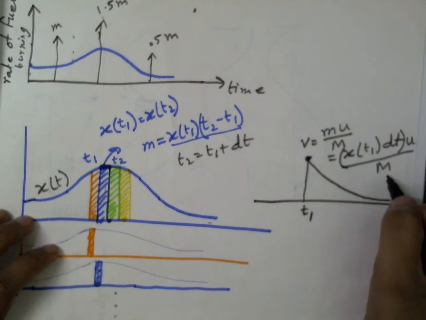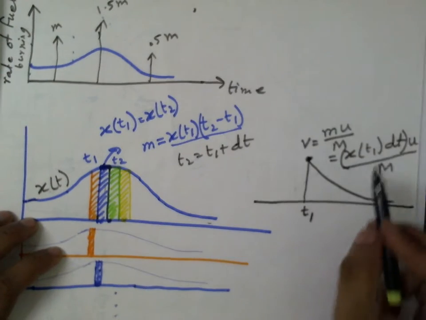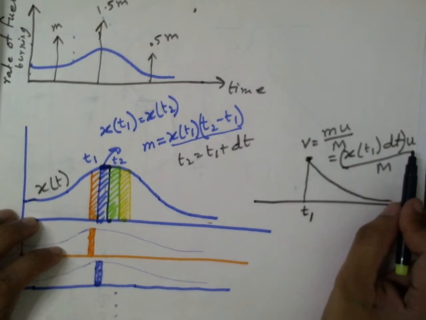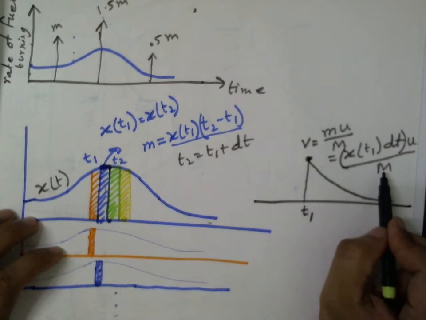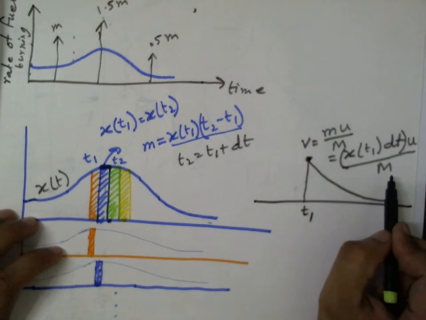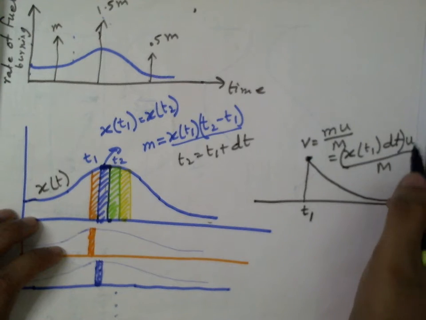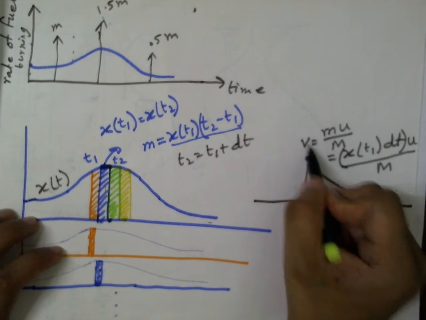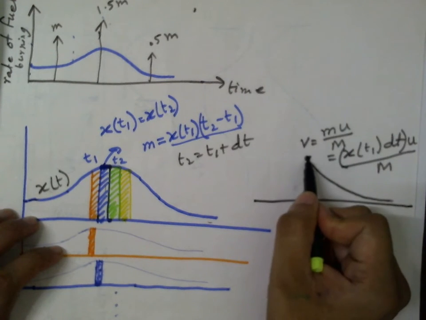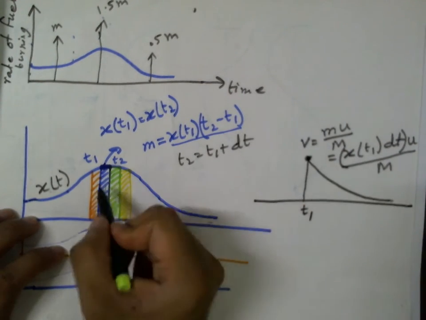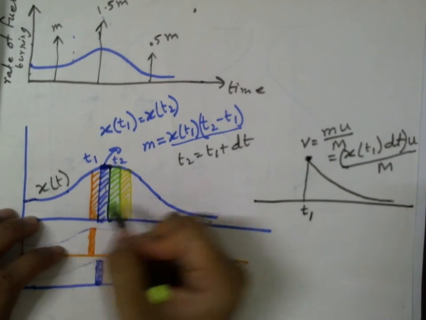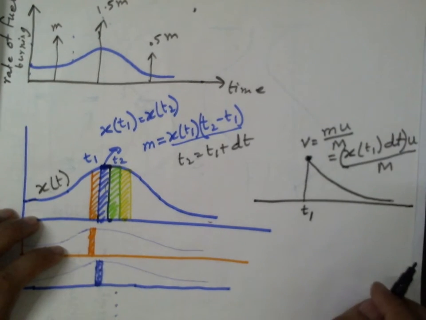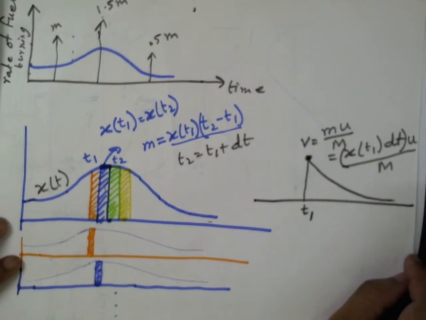Now u by M is a constant for my rocket, where u is the velocity of the gas being thrown out, which is a constant, and M is the mass of the rocket, which is again a constant. So this is a constant, and therefore we see that the starting velocity is proportional to this area under this curve, x(T1) times dt. Right? Now what we can do is as follows.